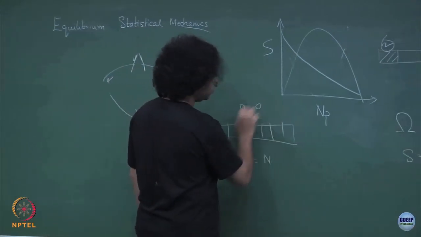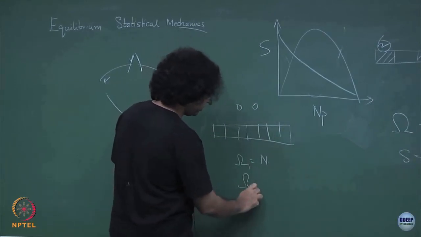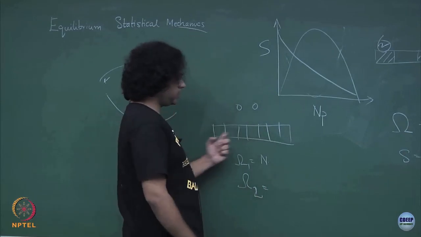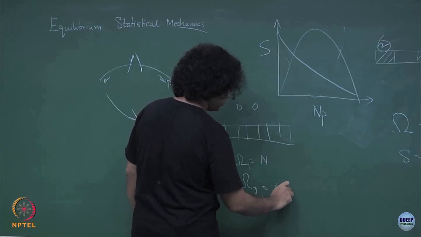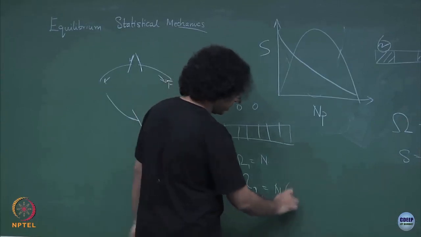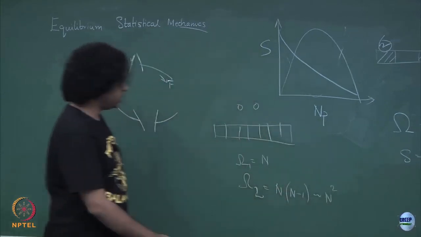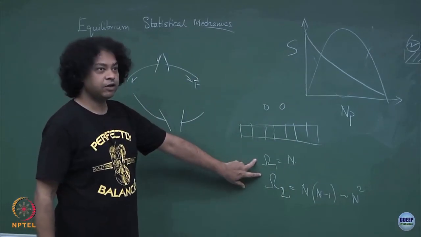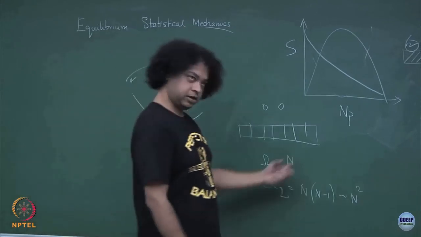Say if I had 2. So, this is omega 1, number of states. Say if I had omega 2, the first one I could have placed in N ways, the next one I could have placed in N minus 1 ways. Or something like N square, right. So, if I take the log of this, which one is going to be larger, right.